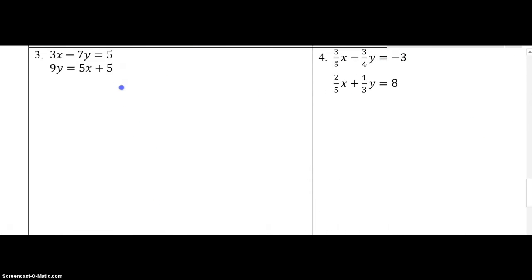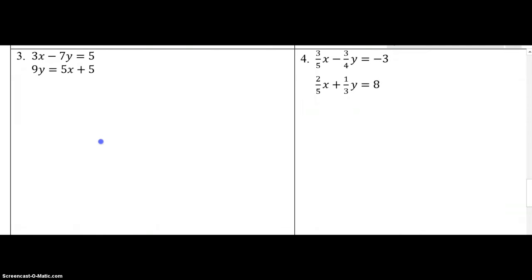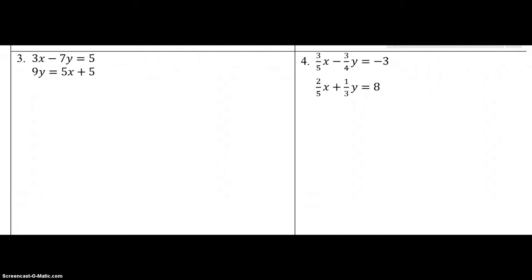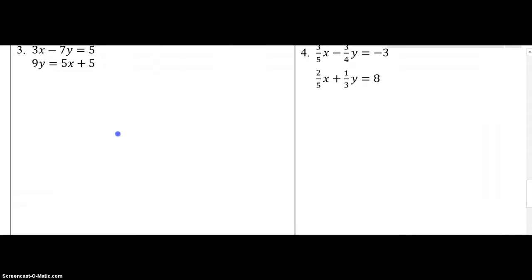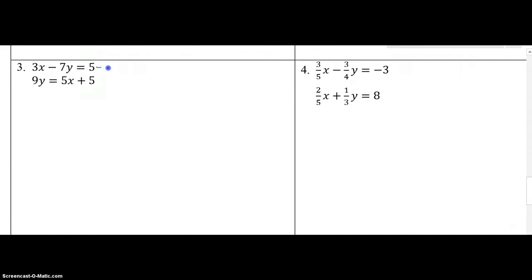All right, let's look at number 3. What's different? What do we need to do first? Yeah, we have to change the order, right? We have to stack them up. All right, so I'm going to keep the top equation as it is, just because that's my personal preference. x, y equals a number. The bottom equation, I'm just going to move that 5x over. So I'm going to subtract 5x from both sides and get negative 5x plus 9y equals 5.